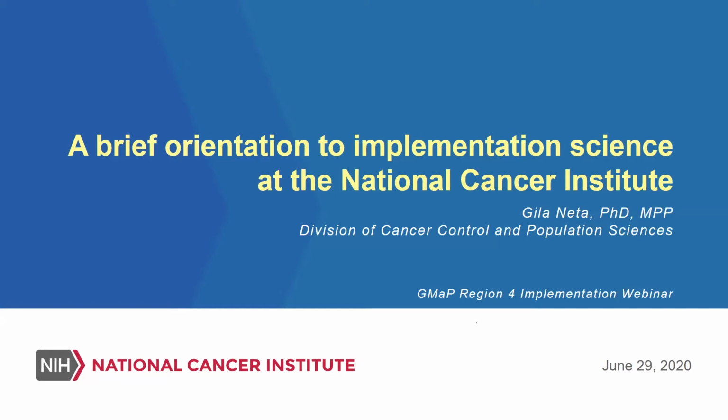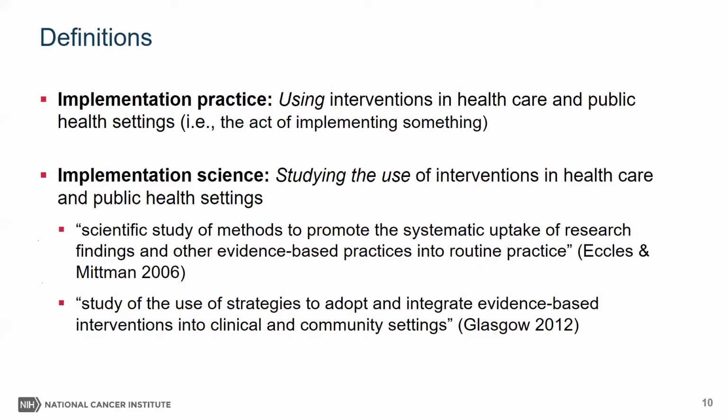So for the first slide, I'd like to just start with definitions to distinguish implementation science from implementation practice. Implementation practice is the use of evidence or interventions, whereas implementation science is the study of the use of evidence and interventions. There have been a few nuanced ways that the field has defined itself, but essentially implementation science is defined as the study of methods to promote uptake of evidence in a variety of settings.